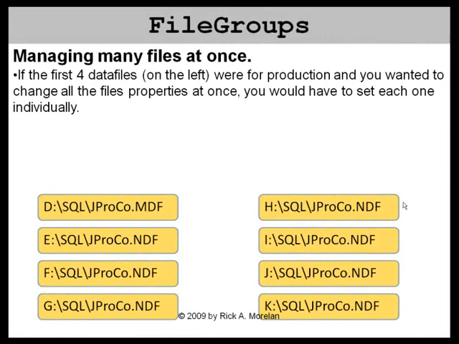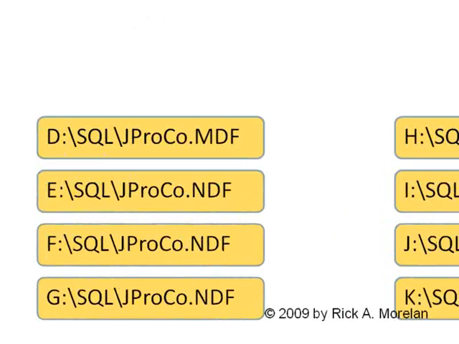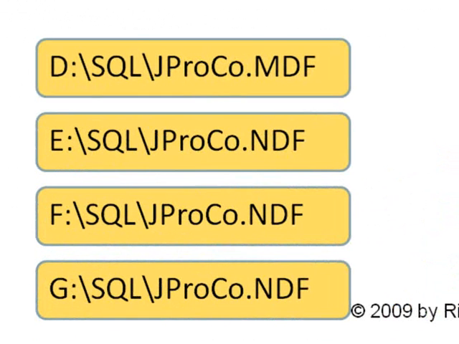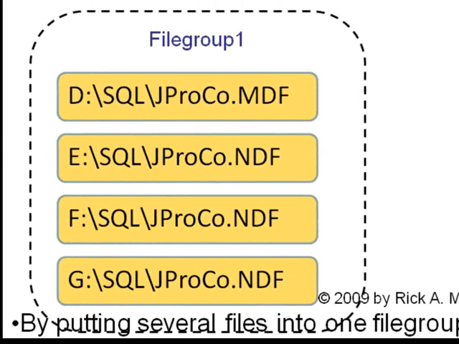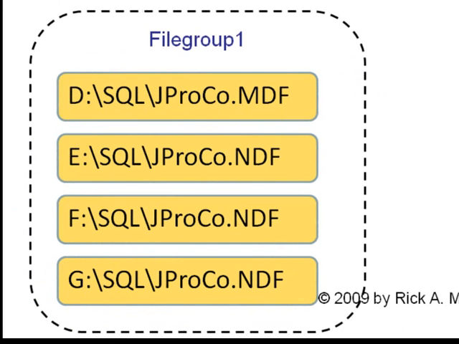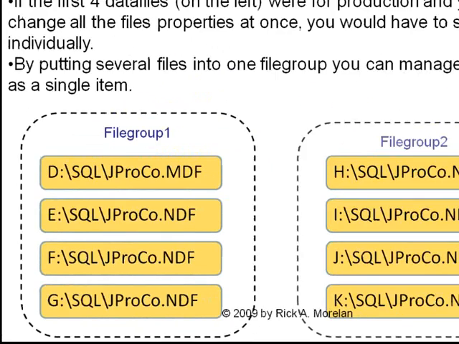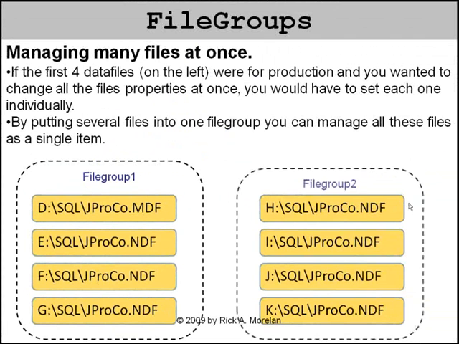Okay, file groups have many advantages. Let's say the 4 data files you see on the left, the D through the G drive, were for production, and you wanted to change all of the properties at once. You'll have a file group 1, and you can manage all of those files in that file group at one time. And we'll put these other data files in file group 2.